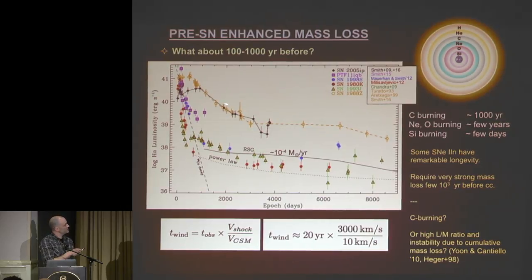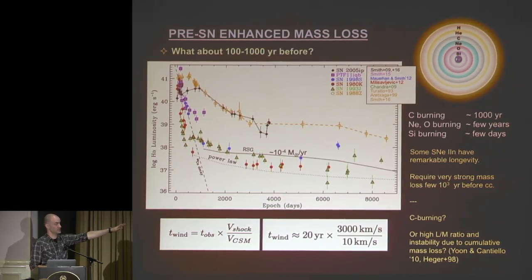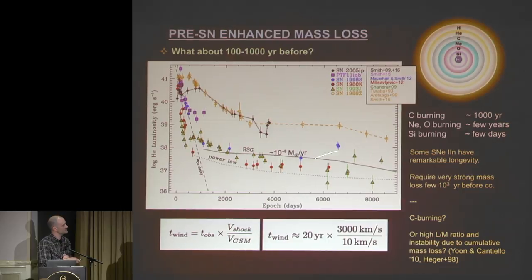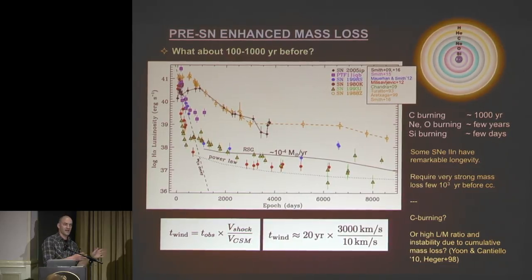And if you add up what the mass loss rate that's implied is, it's something like 10 to the minus 3 solar masses per year, going for 10,000 years before the supernova. So this is like the most extreme red supergiant mass loss rate known, going for a really long time. And if you integrate the mass, it's tens of solar masses of material, which is really an extreme case. Now, since this was going on for thousands of years, neon and oxygen burning aren't going to cut it for that kind of time scale. So something else is going on.